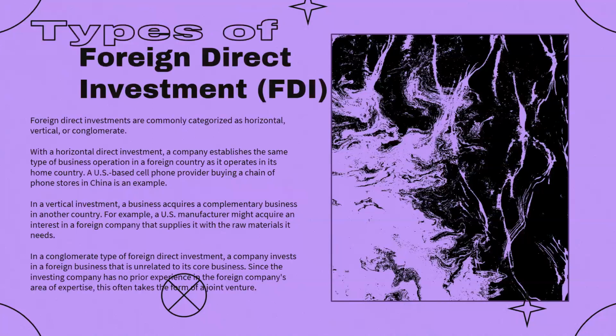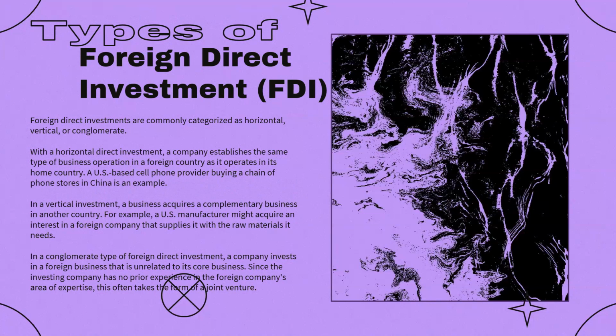So what are the different types of FDI or foreign direct investment? We have the horizontal, vertical, or conglomerate. With horizontal direct investment, a company establishes the same type of business operations in a foreign country as it operates in its home country. A US-based cell phone provider buying a chain of phone stores in China is an example.